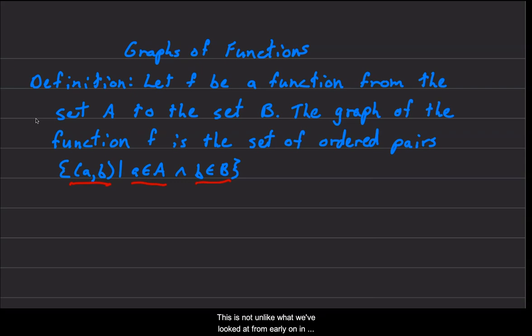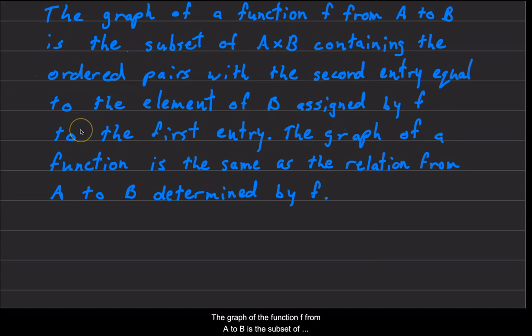And this is not unlike what we've looked at from early on in grade school when you started graphing functions. This just gives us some formal definition for it and some set builder notation. The graph of a function f from A to B is the subset of A times B, containing the ordered pairs with the second entry equal to the element of the set B assigned by f to the first entry. The graph of a function is the same as the relation from A to B determined by function f.